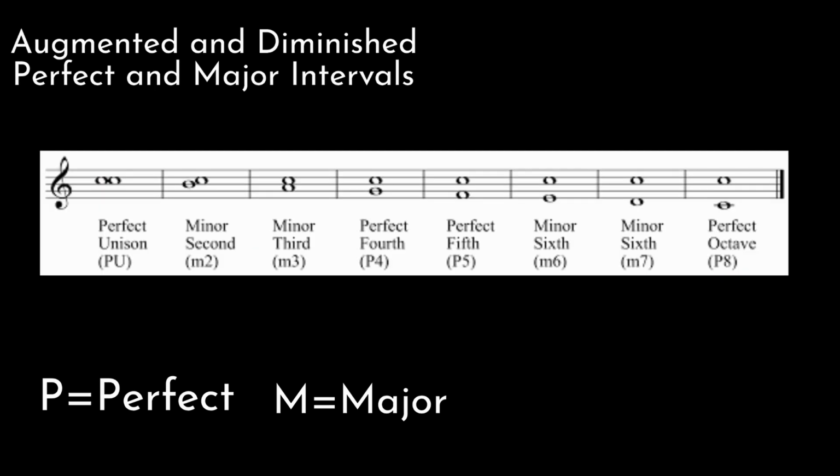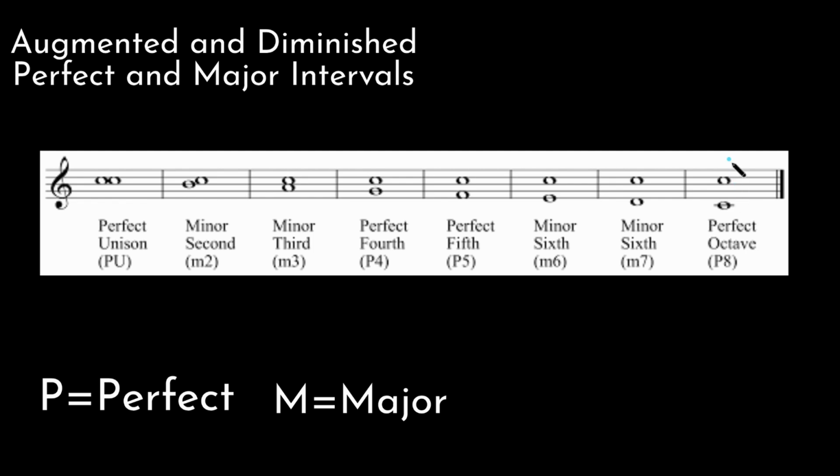Now let's move on to augmented and diminished perfect and major intervals. There are 4 perfect intervals, those being unison, fourth, fifth, and octave. Minor or major, whatever you want to call them, I'll be calling them major, is second, third, sixth, and seventh. Now perfect unison is the same note played twice. So E flat 1 and then E flat 1. While a perfect octave is the same note but at 2 different pitches. So E flat 1 and E flat 2.